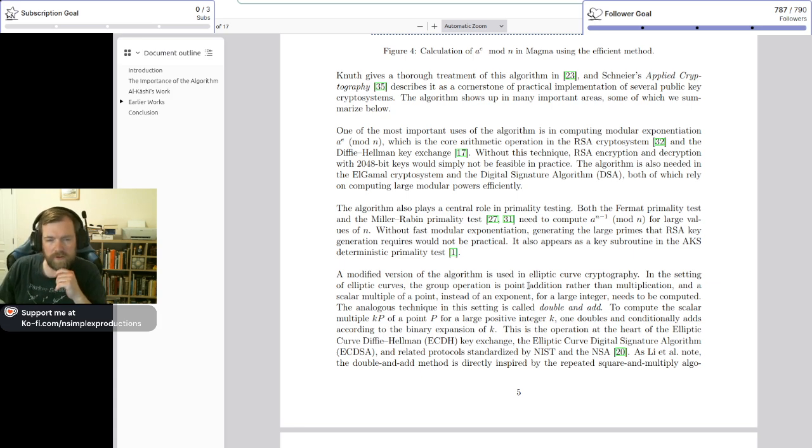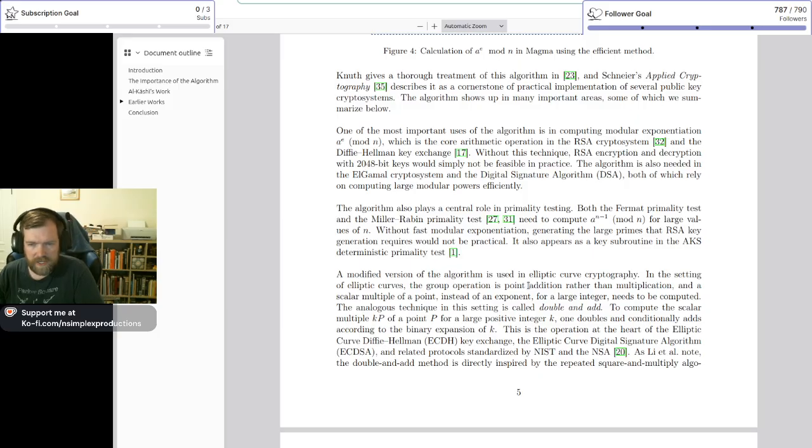In the setting of elliptic curves, the group operation is point addition rather than multiplication, and a scalar multiple of a point instead of an exponent for a large integer needs to be computed. The analogous technique in this setting is called double and add. To compute the scalar multiple kp of a point p for a large positive integer k, one doubles and continually adds according to the binary expansion of k.